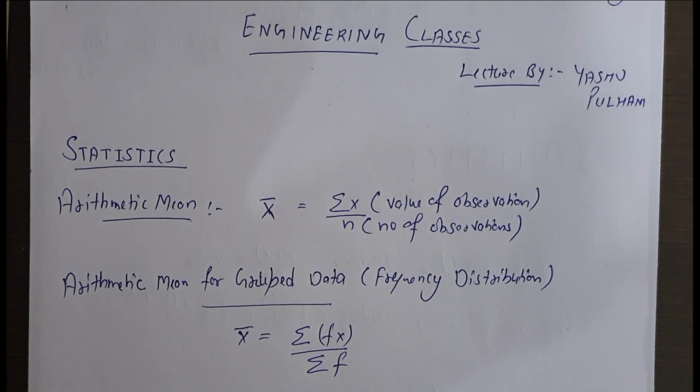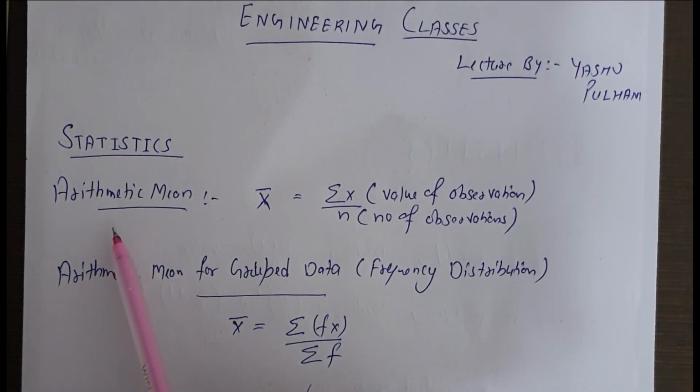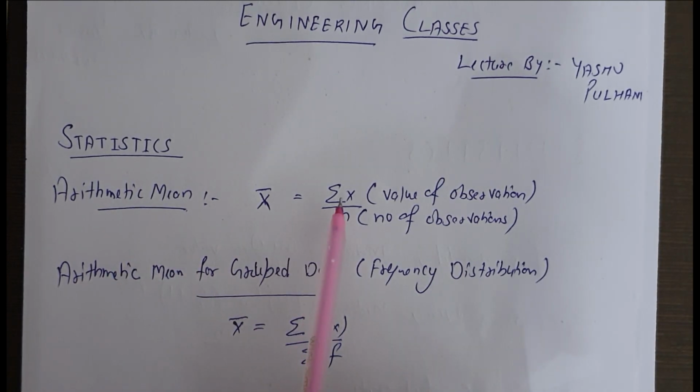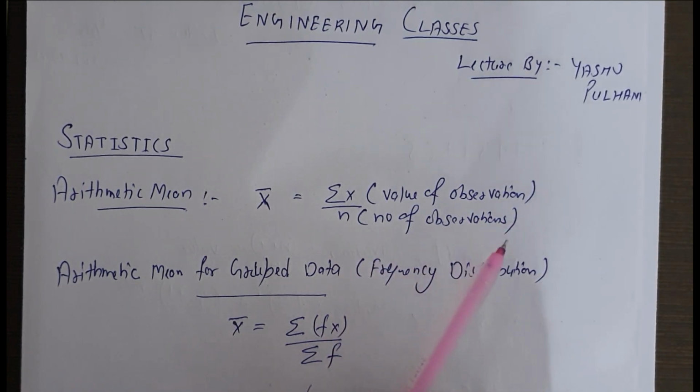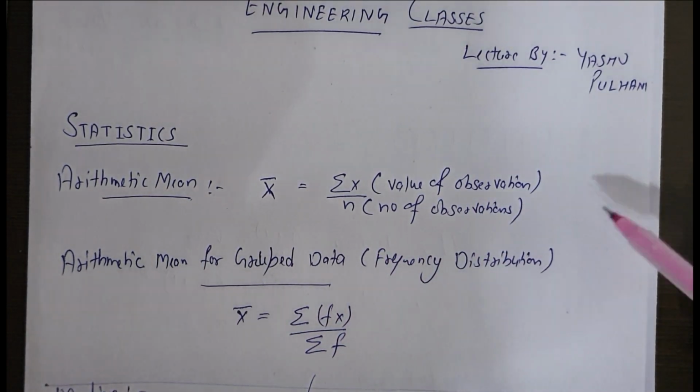Today we will start with statistics. Now firstly learn how to calculate arithmetic mean, that is summation of x upon n. What is x? Number of observations. And what is n? Number of observations. This we will understand with the help of an example.